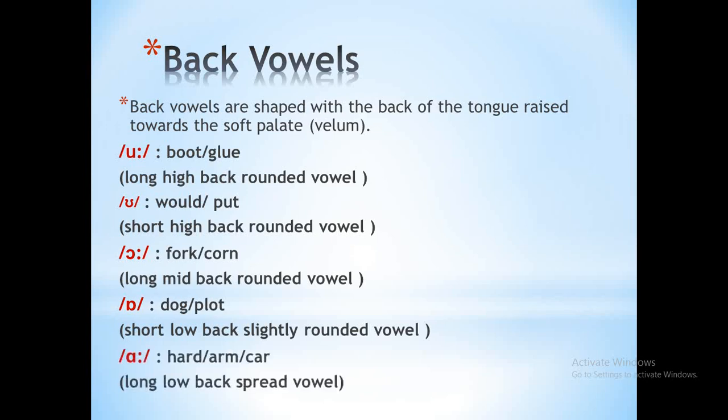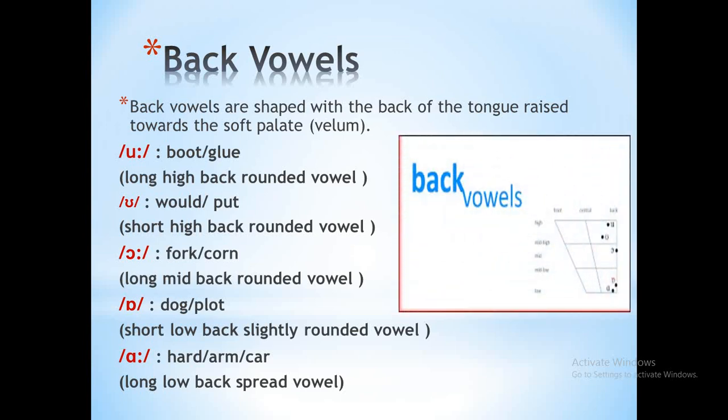And the last one is A, like hard, like arm, like car. The position of A is long, low, back, spread vowel. And look at this picture. We try to pronounce these vowels. Okay, we finished the cardinal vowels. So now we will start with diphthongs.